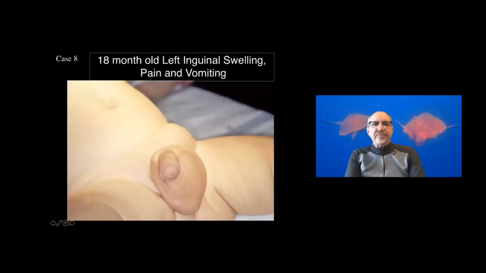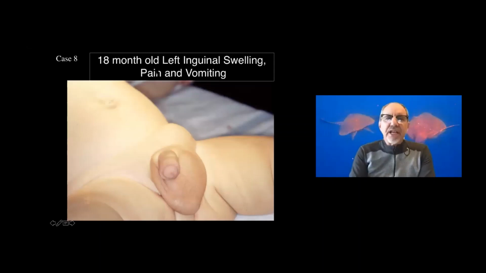All right, case number 8. Is this a pediatric urologic emergency? This is an 18-month-old with left inguinal swelling, pain, and vomiting. And you can see in the photograph that the right testicle is normal. The left side, you don't know exactly what's going on down here, but this doesn't look correct.